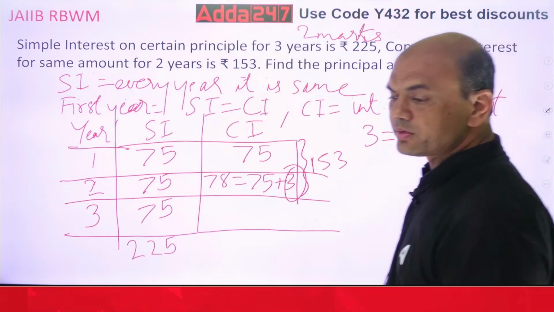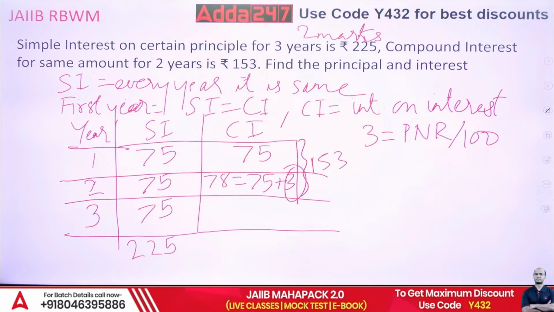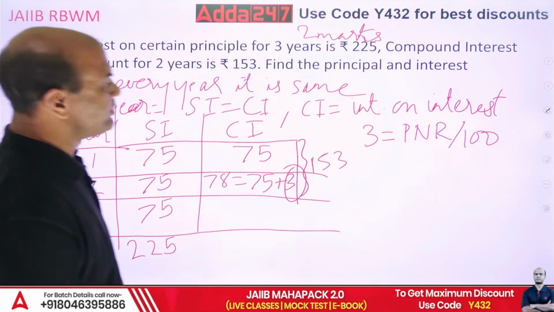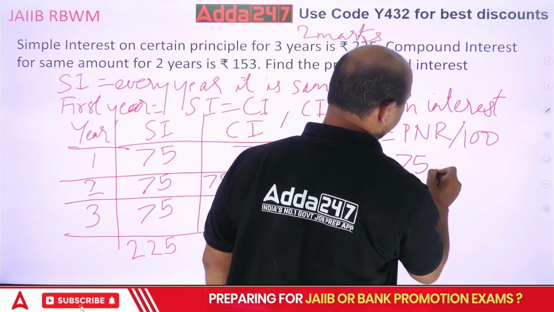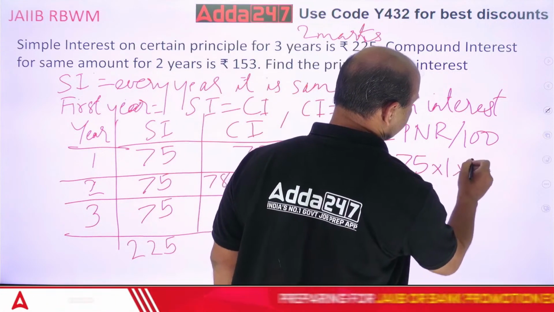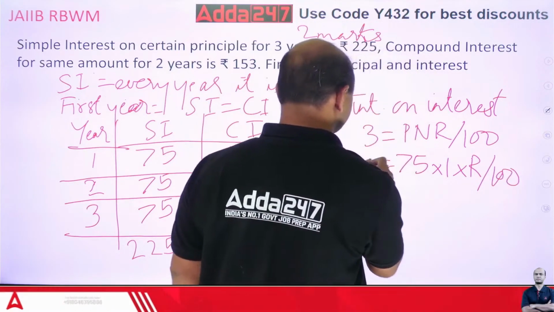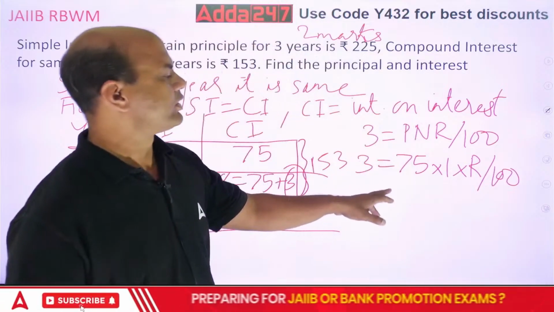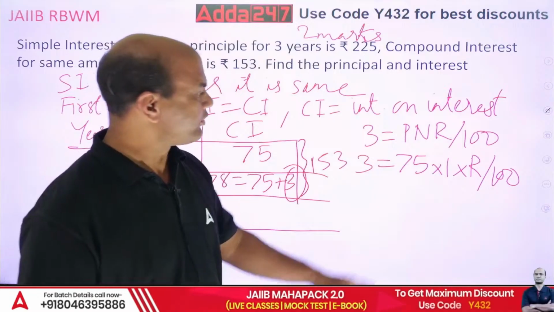Okay. What is P over here? I have invested 75 rupees. Right? So my P will be 75, into N, which is 1 year, into R, R divided by 100. So 3 equals to 75 into 1 into R upon 100. Got it? So now find R.